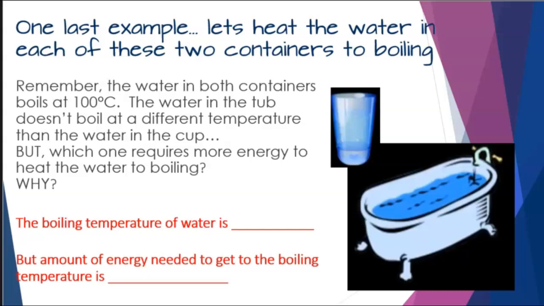So what I want you to say is this, and again, we're going back to the thing. It says the boiling temperature of water is intensive. Why? Because it doesn't change depending on how much is there. However, the amount of energy needed to get to the boiling temperature is extensive. It takes more to get the tub to boiling than it does the cup.